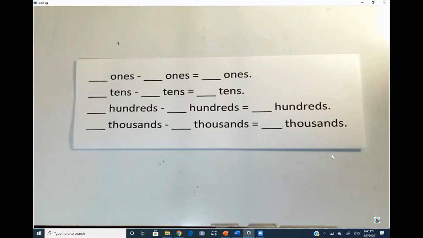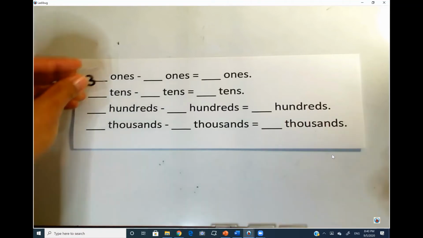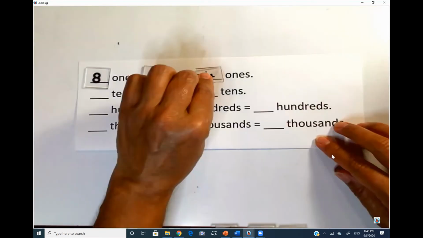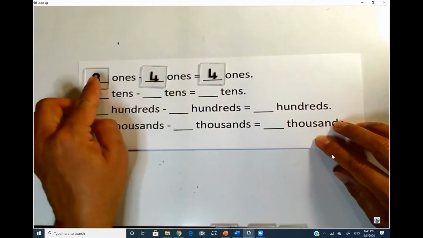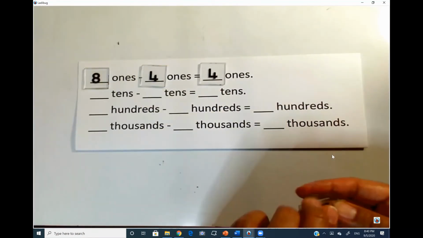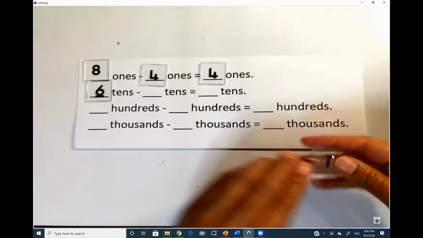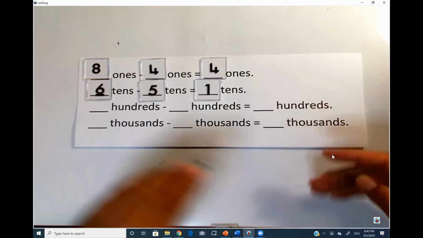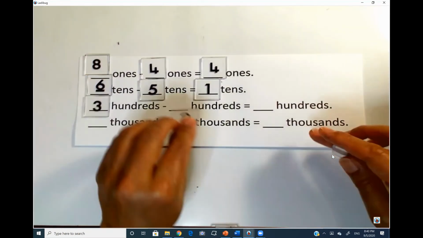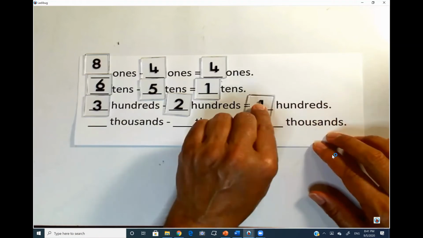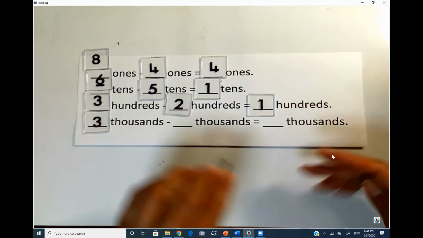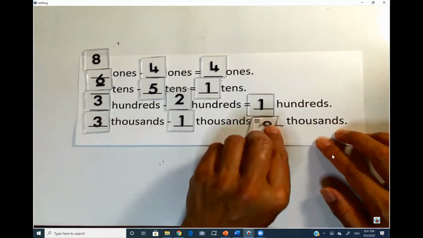We can represent the same subtraction using sentences. So we can tell again that 8 ones minus 4 ones makes 4 ones, or 4 ones are left. Then 6 tens minus 5 tens leaves 1 ten left. 3 hundreds minus 200 leaves only 100. And finally, 3 thousands minus 1,000 leaves 2 thousands left.